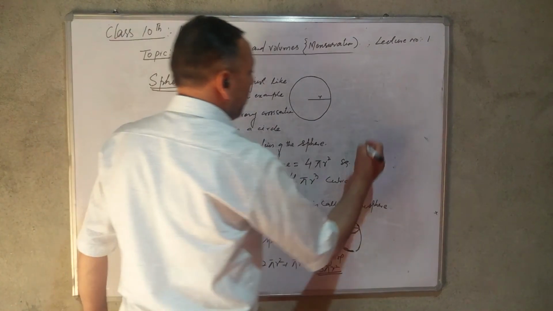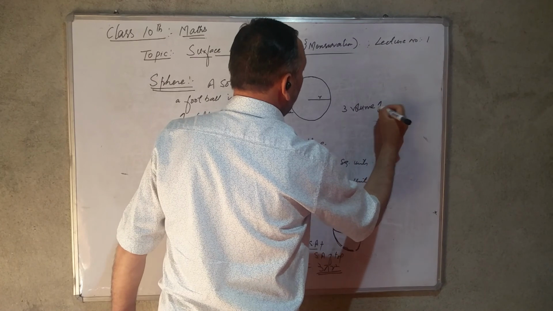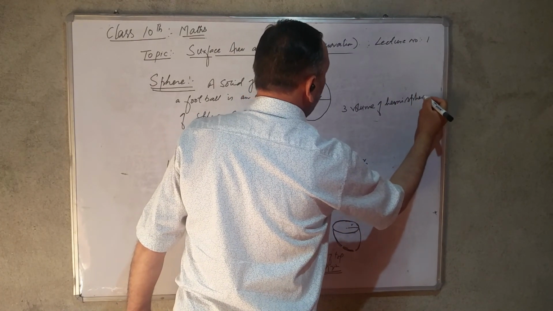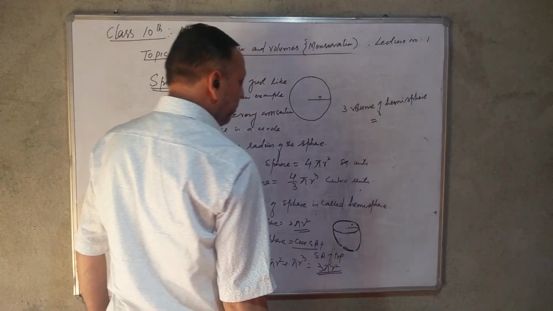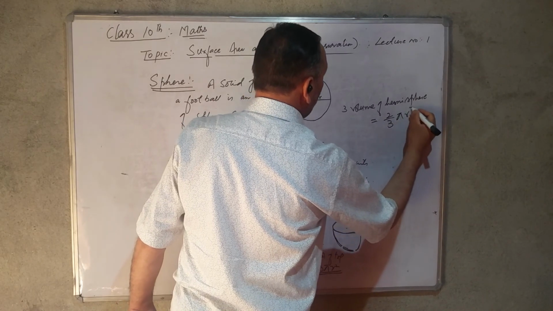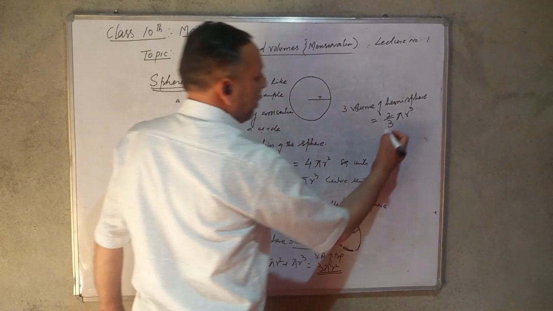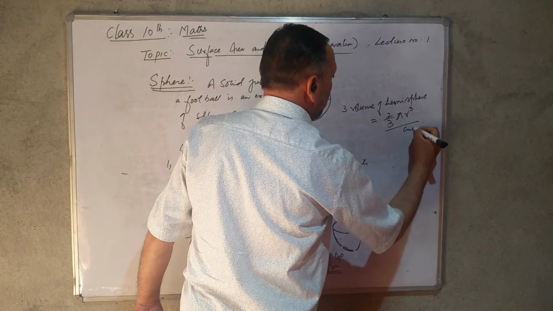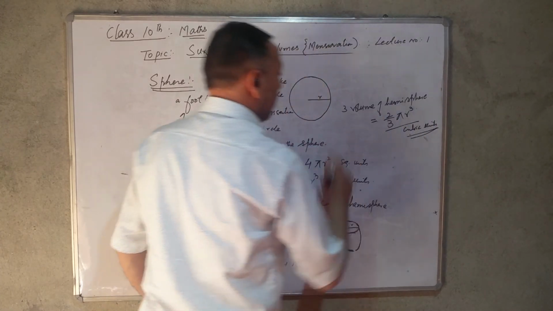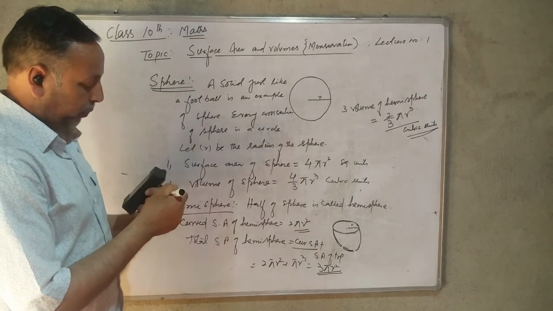And volume of hemisphere. Number third. Volume of hemisphere is equal to 2 by 3 pi r cube, half the volume of sphere. It is 2 by 3 pi r cube cubic units. You pause the video and note it down.